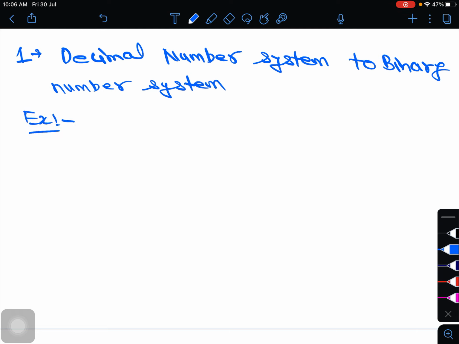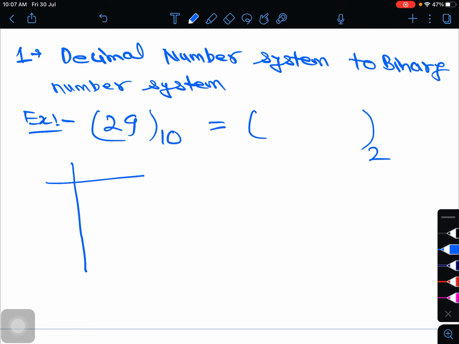Let us take one example. 29 is given in decimal number system and we want to convert it into binary. So we can convert it by division. The base of the binary number system is 2, so we will use 2 here.